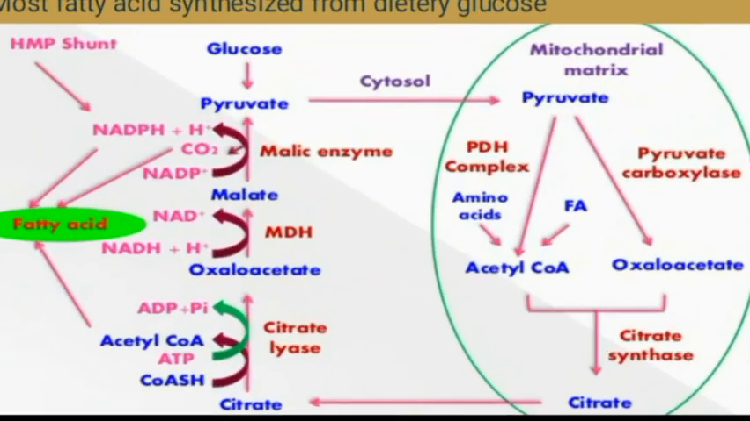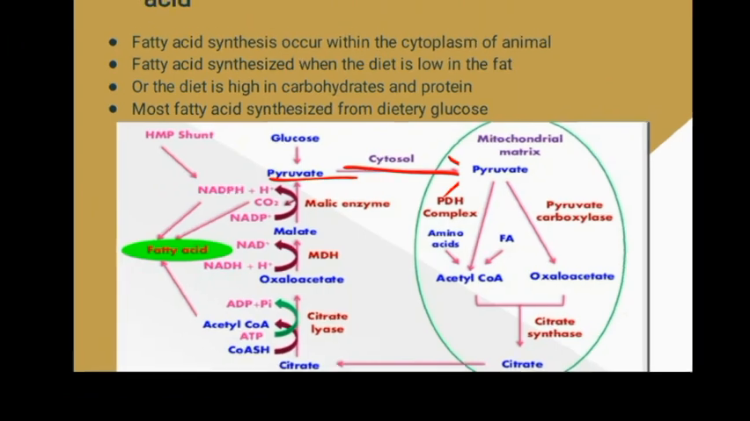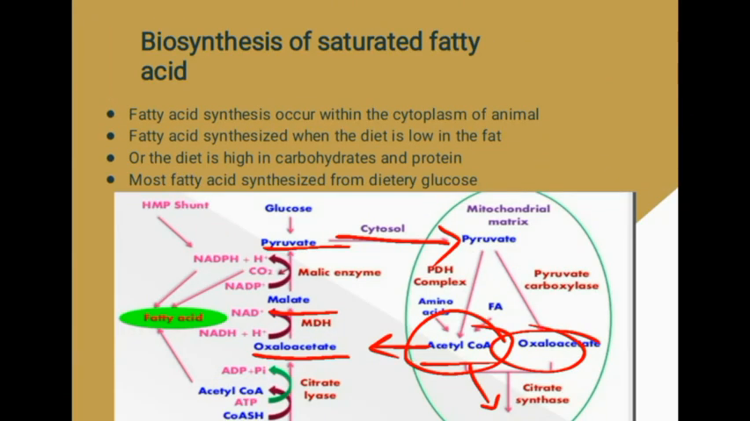Acetyl-CoA, which is present in the mitochondrial matrix, cannot go out from the mitochondrial matrix. The membrane is impermeable to it, so it is converted into citrate, and the citrate goes to the cytosol and is converted into oxaloacetate, then malate, then pyruvate, and this pyruvate again goes from the cytosol to the mitochondrial matrix and is converted into acetyl-CoA and oxaloacetate. So, this is the biosynthesis of saturated fatty acids.